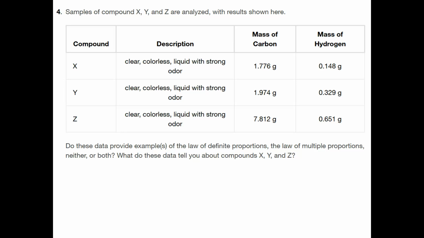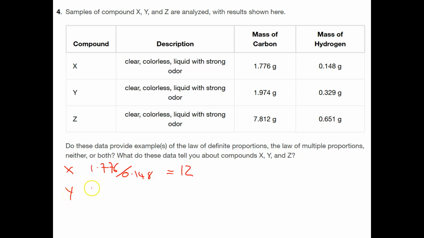Okay, so then we are asked, do these data provide examples of the law of definite proportions, the law of multiple proportions, neither or both? What do these data tell you about compounds X, Y, and Z? So the first thing that I'm going to go through and do is calculate in each case the ratio of carbon to hydrogen. So for X, I'm going to put 1.776 divided by 0.148, and that tells me that I get 12 carbons for every hydrogen.